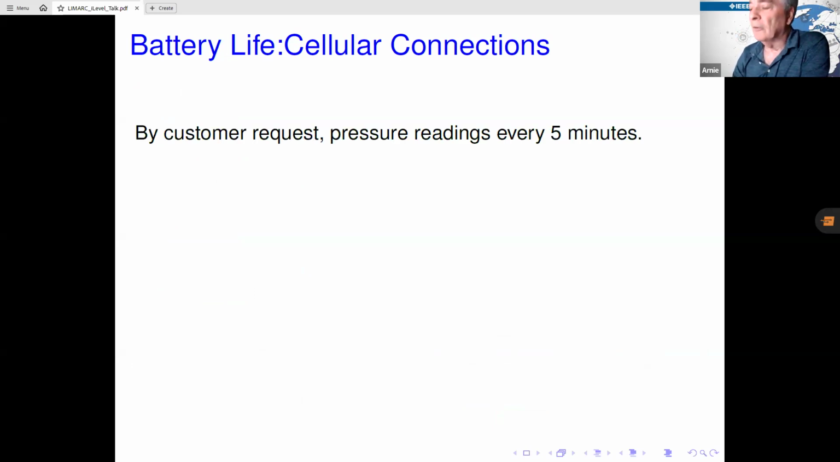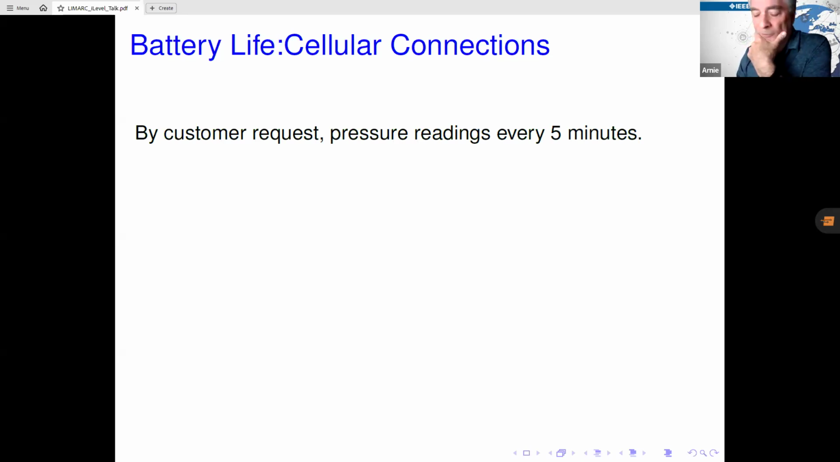Our initial customer wanted readings every 5 minutes. That customer, of course, ended up, well, it wasn't a customer, that was a potential customer. They wanted readings every 5 minutes. Of course, they decided not to buy any of our monitors, but we were stuck with the firmware that does the reading every 5 minutes.